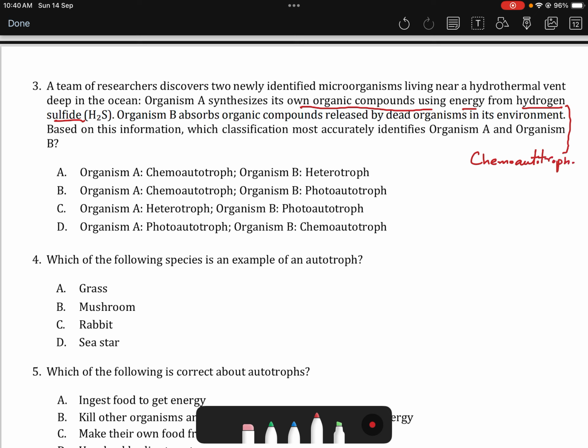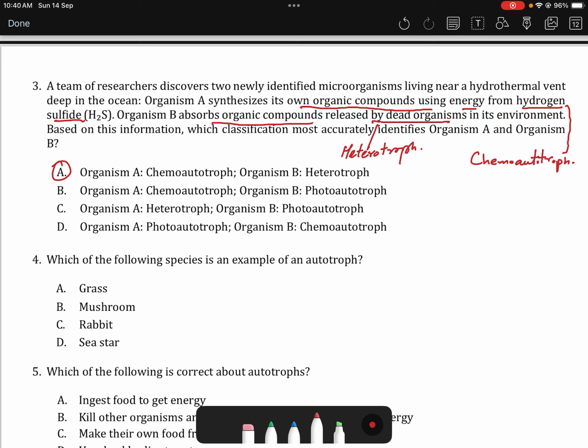Organism B absorbs organic compounds released by dead organisms in its environment. Based on the information, which classification most accurately identifies A and B? Organism B is eating dead organisms, so it is a heterotroph, so you can answer easily. Organism A is a chemoautotroph. So it's option A that fits here as the answer.